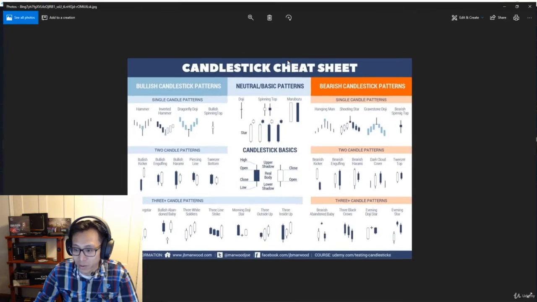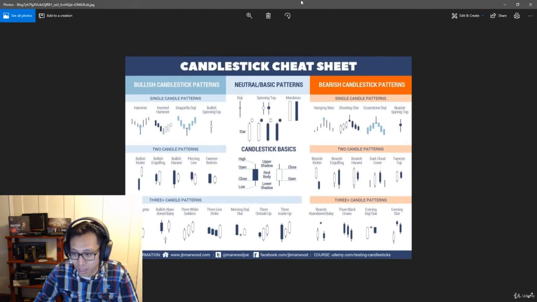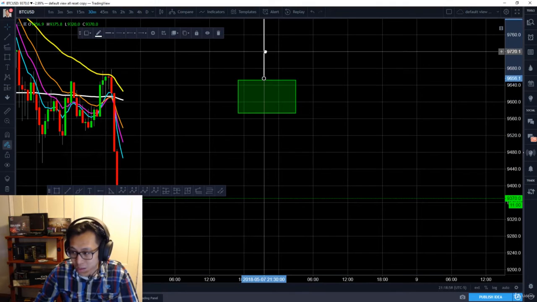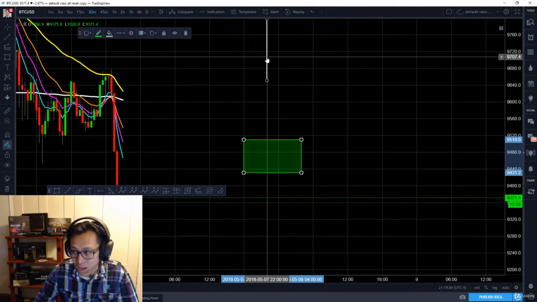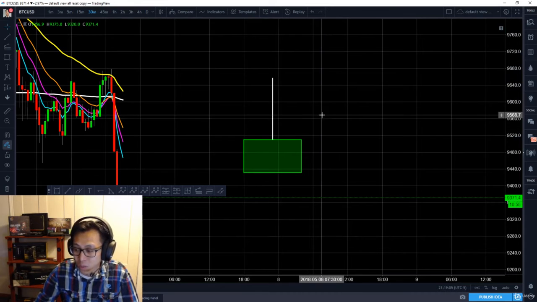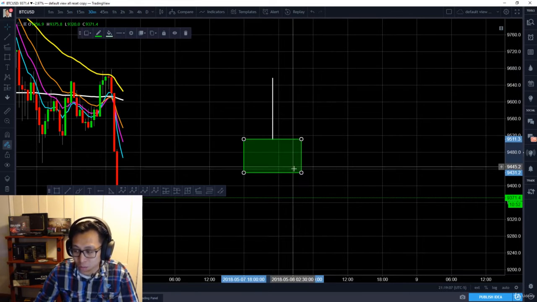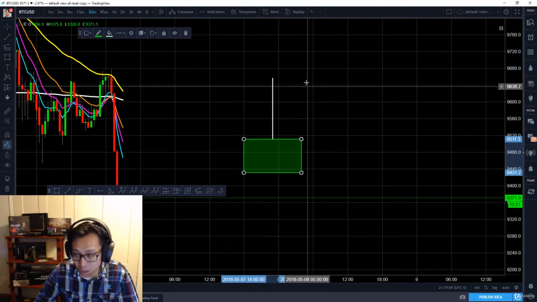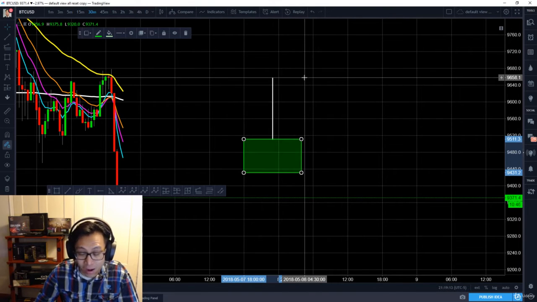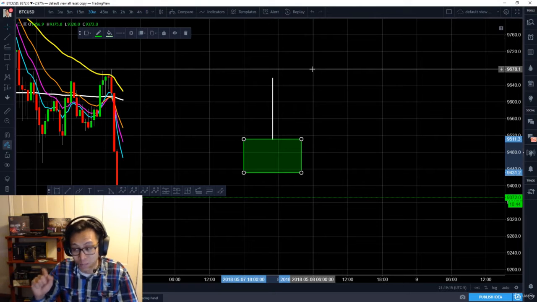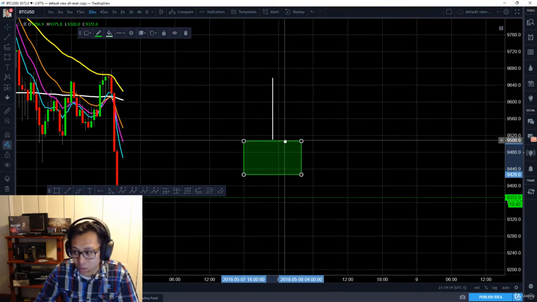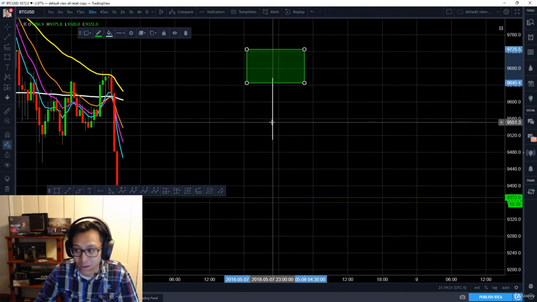Now the next one is called the inverted hammer candle, okay? The inverted hammer is the opposite, like that, where it's an upside down candle. But this is still a very bullish candle. And the reason why it's bullish is because the bulls are actually attempting to push it up regardless. They didn't get it that high, but nevertheless, it's still bullish because they are attempting to push it up.